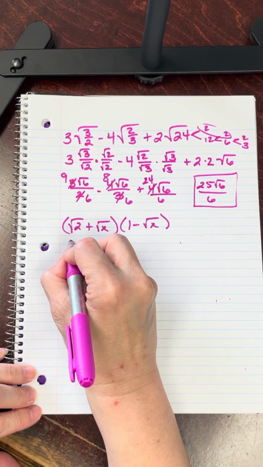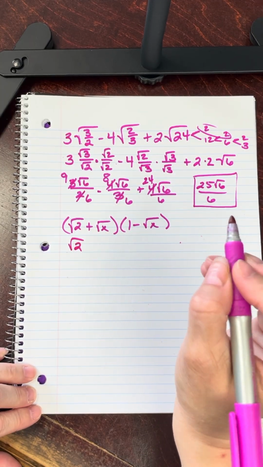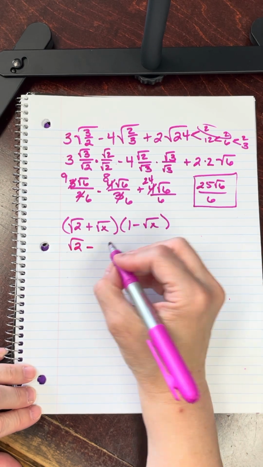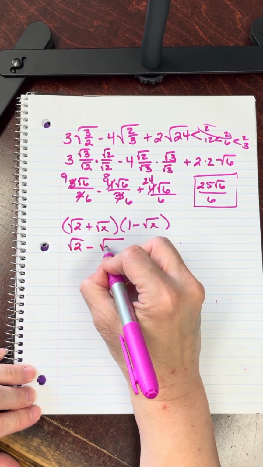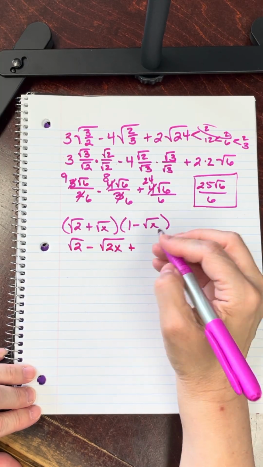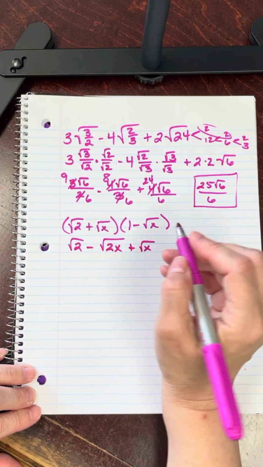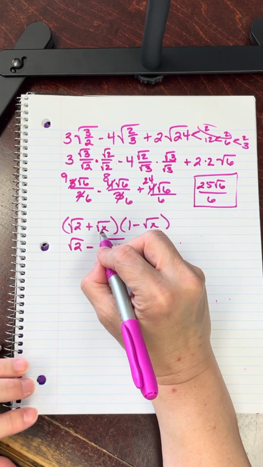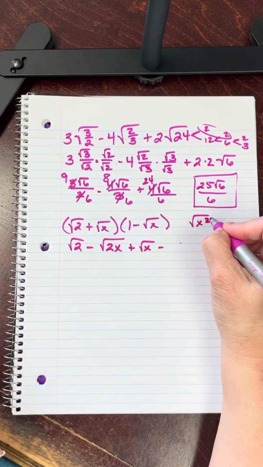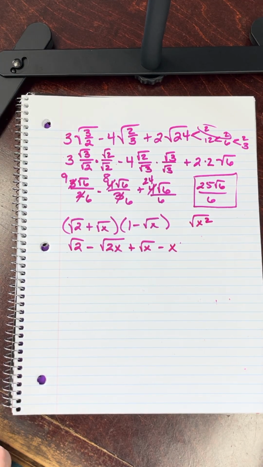So root 2 times 1 is root 2. Root 2 times root x is multiplying within, and because that's a minus, I'll write a minus, the square root of, and they multiply together, 2x, plus root x times 1, root x, and then root x times root x, plus and minus is a minus. And root x times root x is basically root x squared, and a root and a squared cancel each other off, and you're just left with the inside content of x.